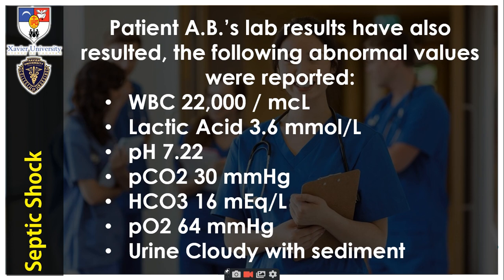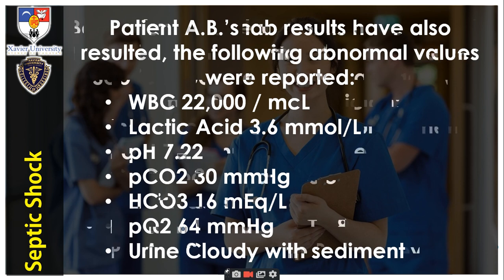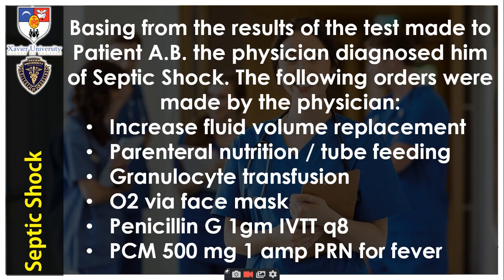Patient AB's lab results have also resulted. The following abnormal values were reported: WBC of 22,000 per microliter, lactic acid 3.6 millimoles per liter, pH of 7.22, PCO2 of 30 millimeters mercury, bicarbonate of 16 milliequivalent per liter, PO2 of 64 millimeters mercury. Urine is cloudy with sediment. Basing from the results of the tests done to patient AB, the physician diagnosed him of septic shock.